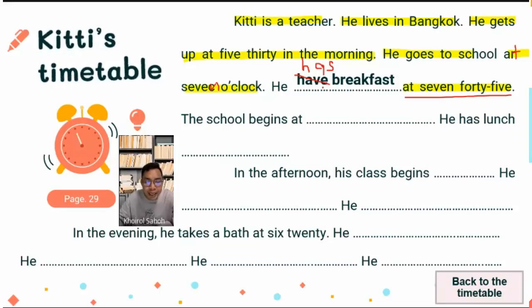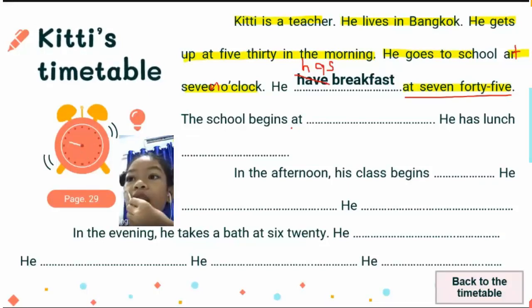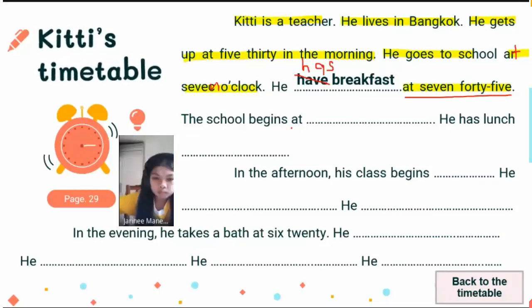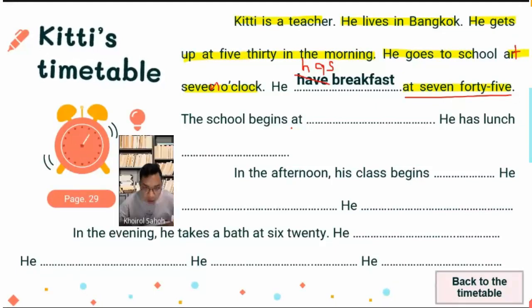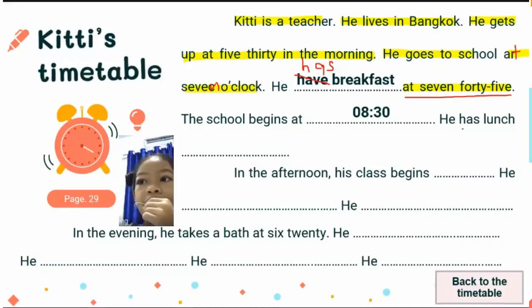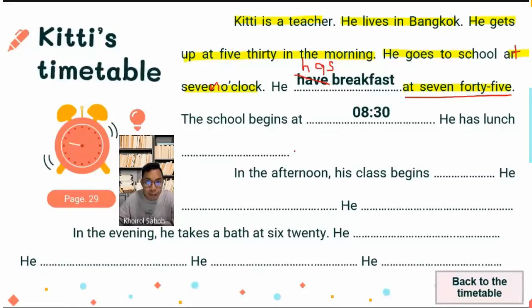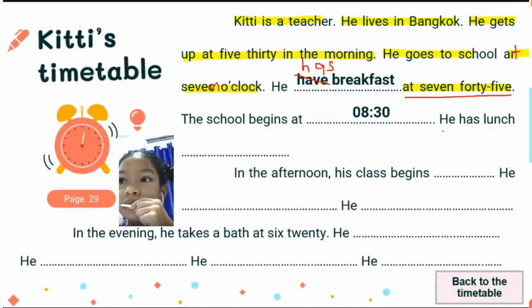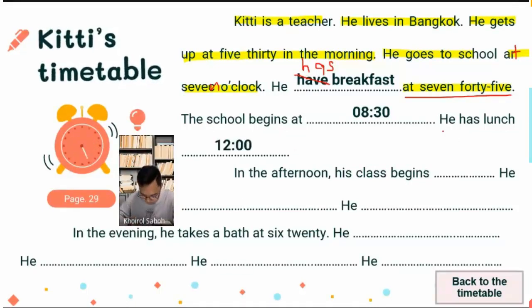The school begins at what time? 8:30. What is your number? 6. 6. So his school begins at 8:30. He เขียนว่า has ใช่ lunch ไหมคะ? What time? He has lunch at 12 o'clock. What is your number? 6. 6 again. All right.